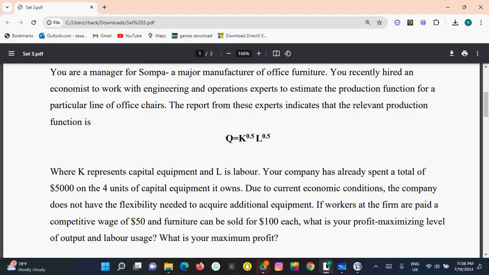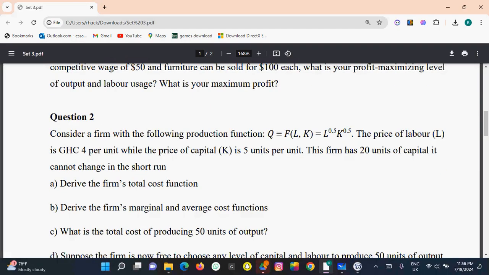All right, so question 2. The question is saying: consider a firm with the following production function, of L and K, labor and capital, equal to L raised to the power 0.5, K raised to the power 0.5. The price of labor is 4 per unit, whilst the price of capital is 5 per unit. This firm has 20 units of capital and cannot change it in the short run. So this is basically telling us that capital is fixed.